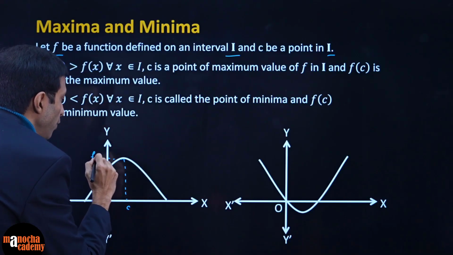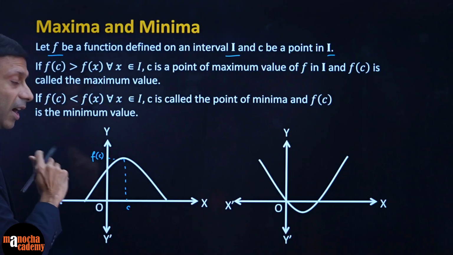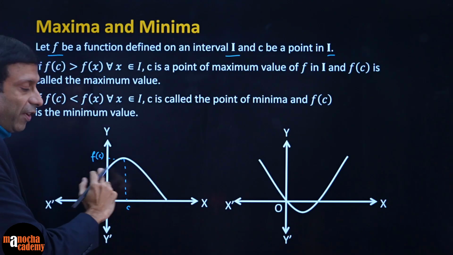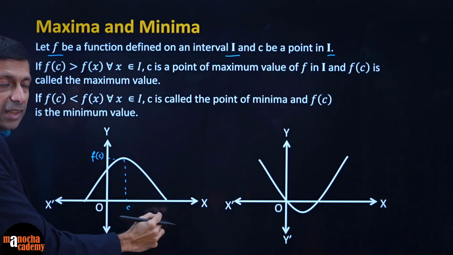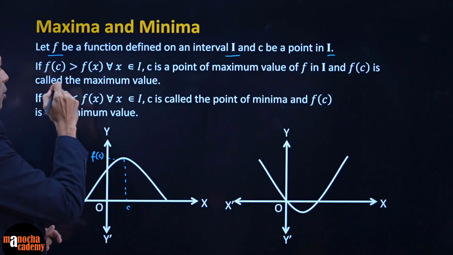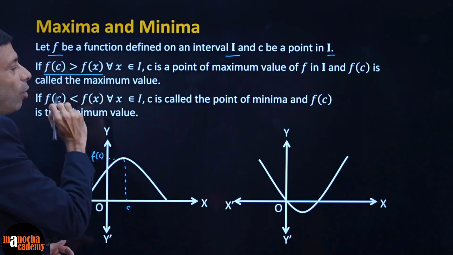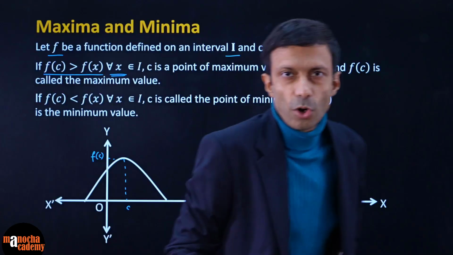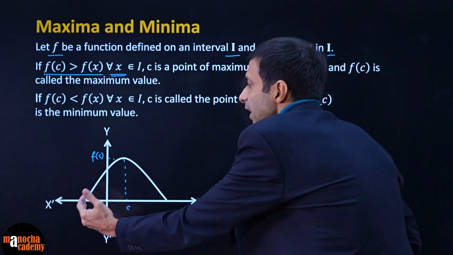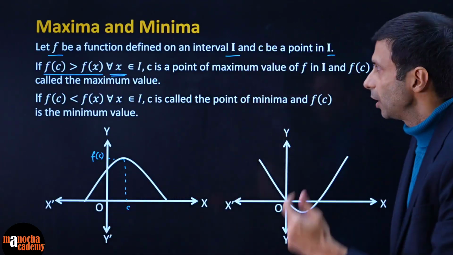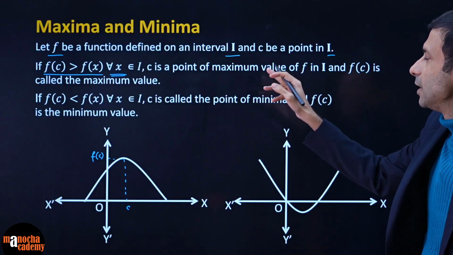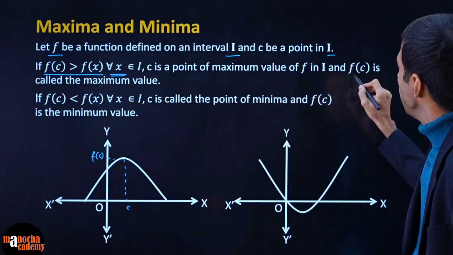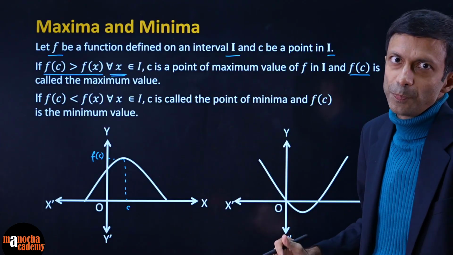The value of the function f(c) is the highest value, and that means f(c) is greater than all the f(x). If you compare all the f(x) at the other points, f(c) is the maximum. So see, f(c) is greater than all the f(x) for all x. This inverted A means for all x that you're considering, let's say in this interval from here to here. Okay, so that is called the point of the maximum where the function takes on the maximum, and f(c) is the maximum value.